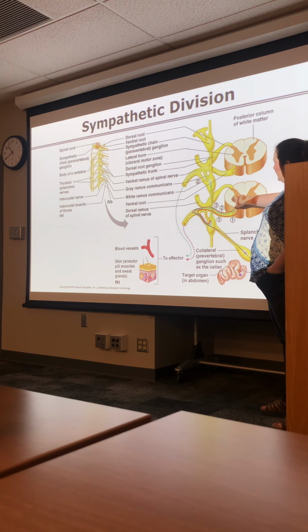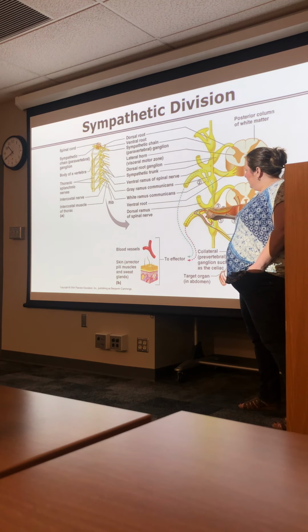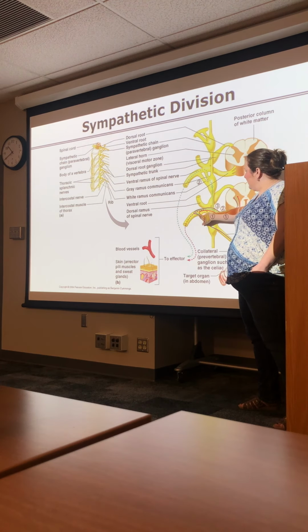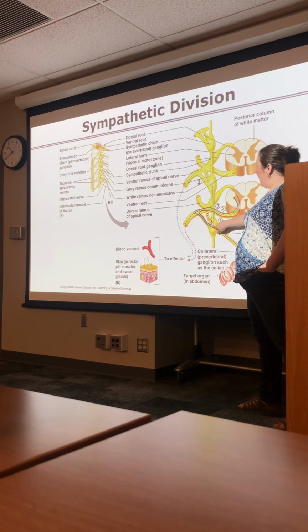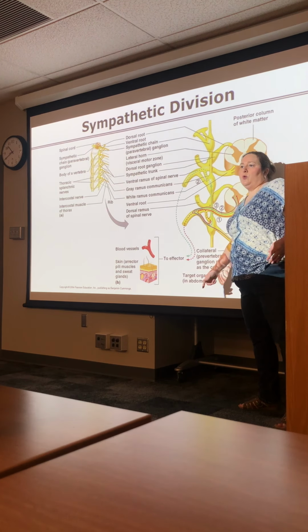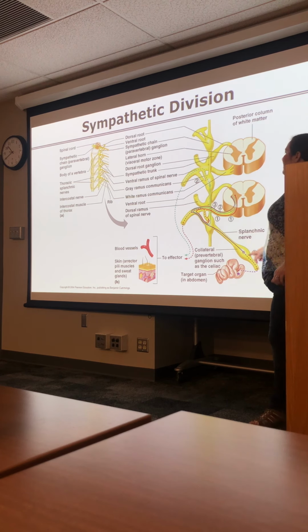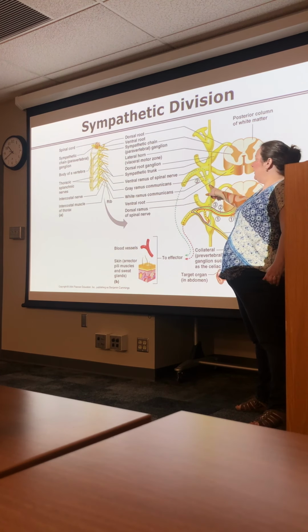These are the cell bodies of our preganglionic sympathetic neurons. They're going to send their axons out the ventral root, into the spinal nerves, into the sympathetic chain, and it could go up the sympathetic chain or it could go down the sympathetic chain, which runs along the entire vertebral column. It can go to a different paravertebral ganglion.